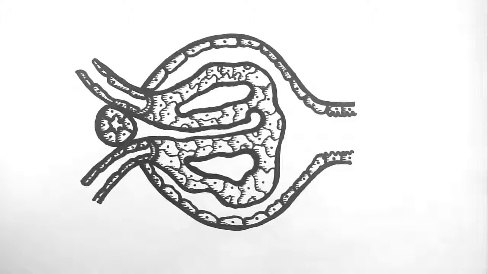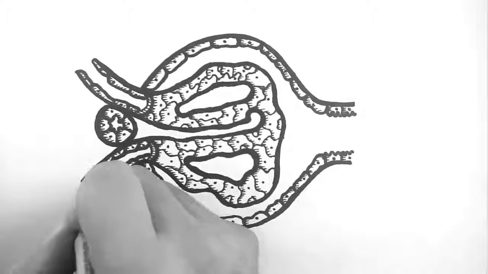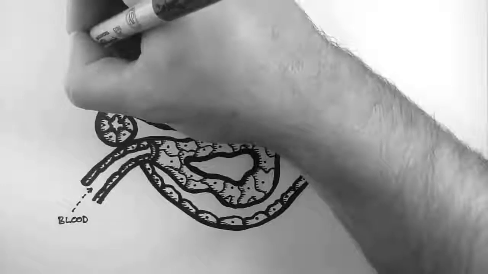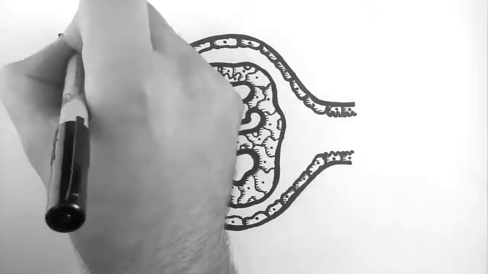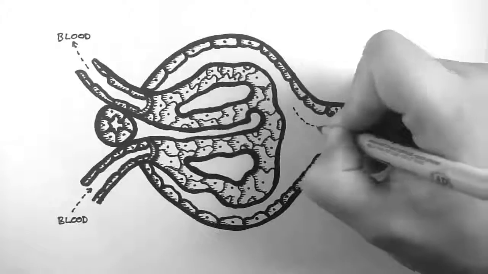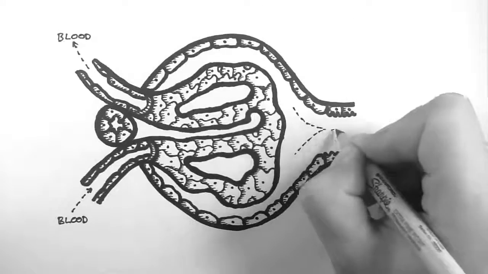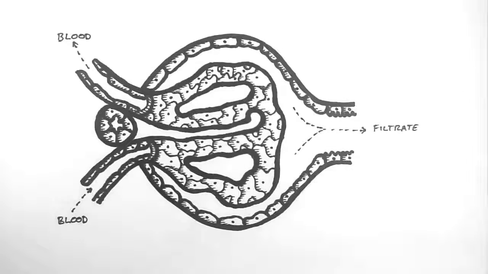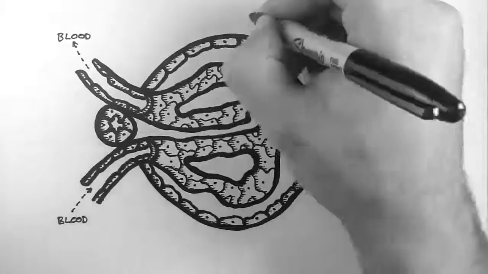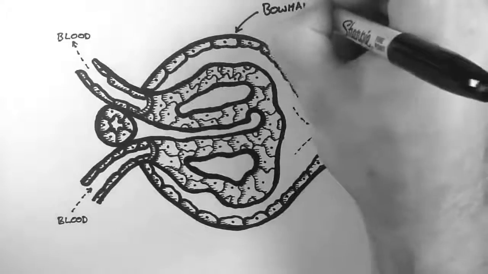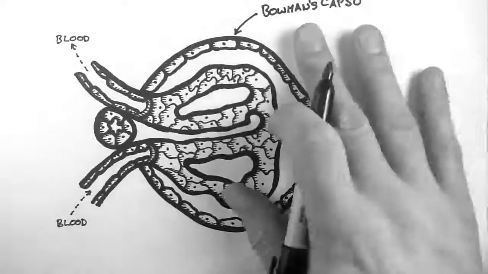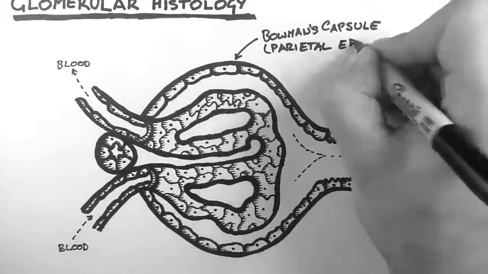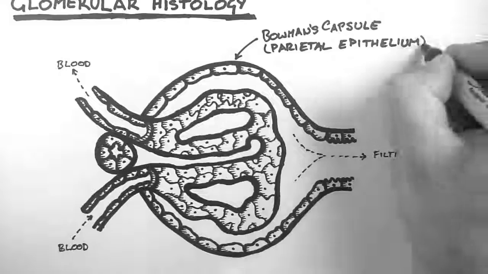So the blood flows through the glomerulus via these arterioles, entering through here and exiting through here. The blood is filtered in the capillaries inside the glomerulus and the filtrate flows out here. The glomerulus is surrounded by the Bowman's capsule, which is made of epithelial cells, which we call parietal epithelium.